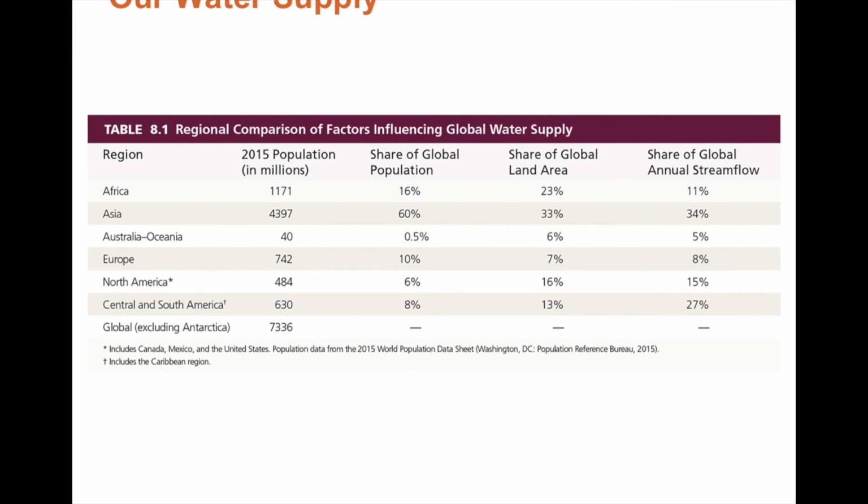Now, our water supply, if we look at North America, we have approximately 484 million people, which is 6% of the global population, but we have 16% of the land and 15% of the annual stream flow. So most of America has a pretty hefty water supply. Other countries may have 10%, like in Europe, of the global population, but only 7% of the land and only 8% of the annual stream flow, which might mean that those areas might have a more difficult time with their water supply.